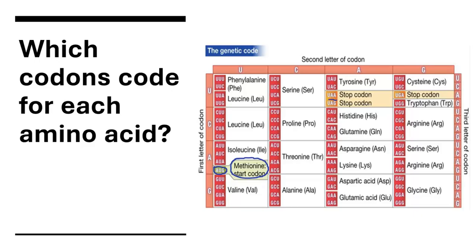Our stop codons are UAA, UAG, or UGA. These are all stop codons, and there's no corresponding amino acid that goes along with them. So this table is how you can look up which codon corresponds with which amino acid. This is not something that you have to memorize at all, but it is very helpful to know how to read this table. On the left-hand side of the table is the first letter of each codon. Across the top is the second letter of each codon, and across the sides is the third letter of each codon.